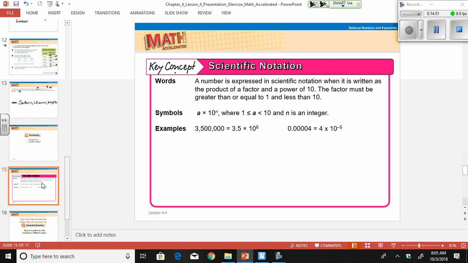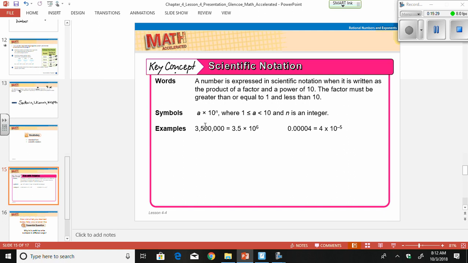Our key concept in scientific notation, so words. A number is expressed in scientific notation when it's written as the product of a factor and a power of 10. The factor must be greater than or equal to 1 and less than 10. So between the first two significant digits, so we have a number in the ones place. So that's why we have 3.5. We have 3 in the ones place. And then our other significant digit is 5. If we had had a 1 right here, we would have had to take this to 3.501 and left off the other zeros. It's not what we had, but I just wanted you to be aware of it.